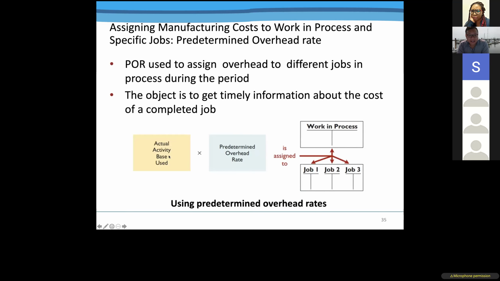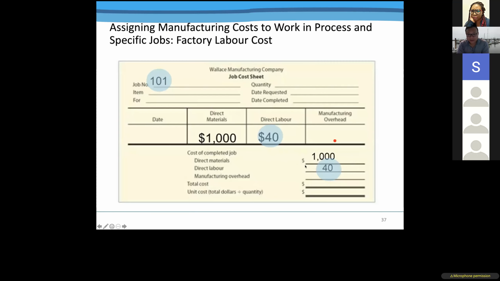And then you can see that you basically assign the overhead based on the actual activities. So in my example, the actual direct labor cost for job 101 is $40, that's the actual, times the 50%, that's my $20. So when you do the allocation assignment, you use the actual activity base times the predetermined cost. Okay, that's what I want to say. Anybody have any questions so far?